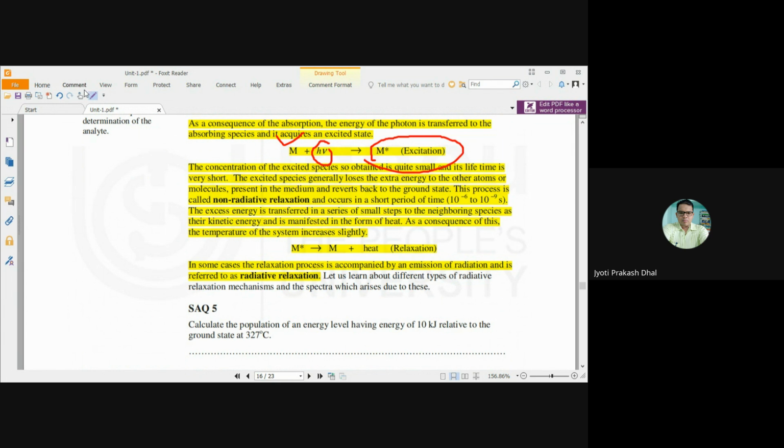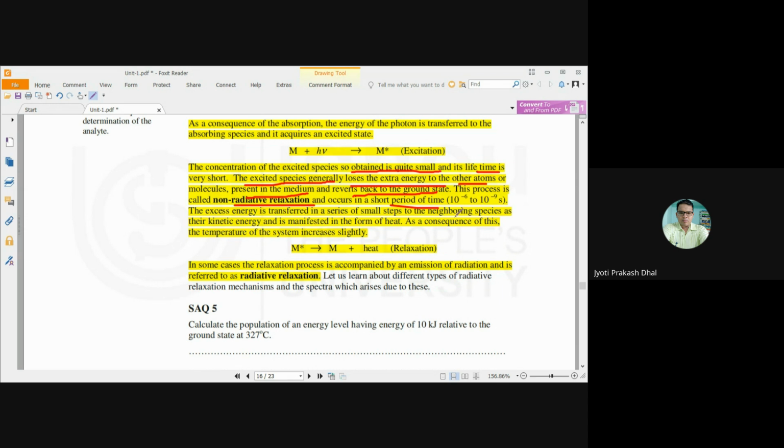After that, the concentration of the excited species so obtained is quite small and its lifetime is very short. So the excited species generally loses extra energy to the other atoms or molecules present in the medium and reverts back to the ground state. This process is known as non-radiative relaxation. It occurs in a short period of time, that is around 10 to the power minus 6 to 10 to the power minus 10 seconds.